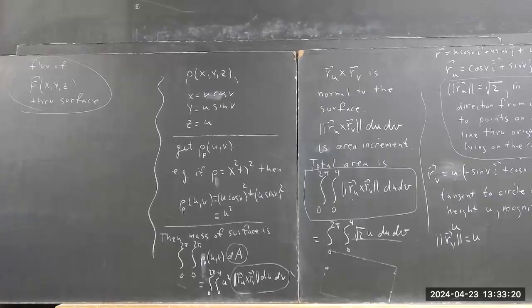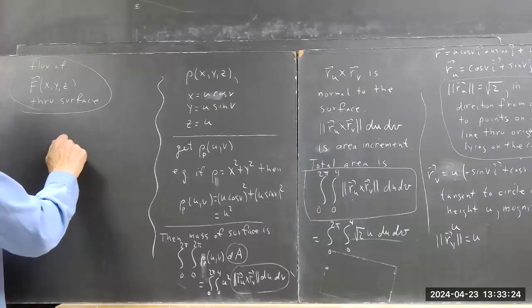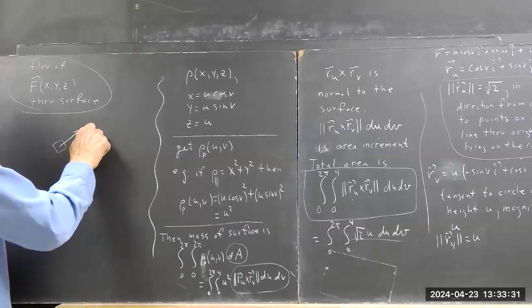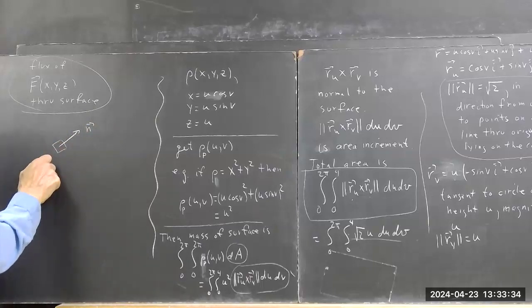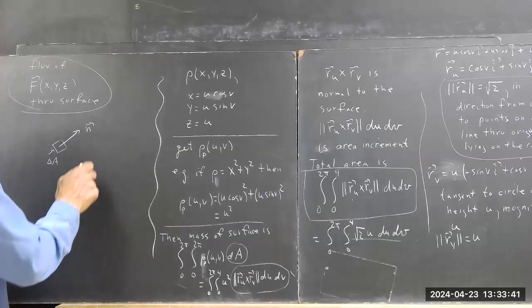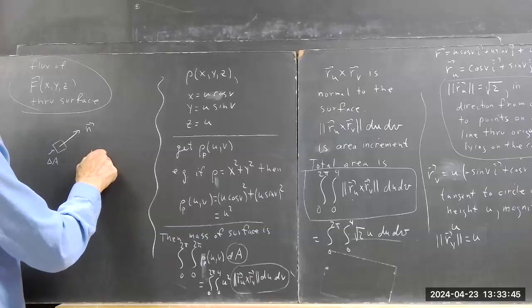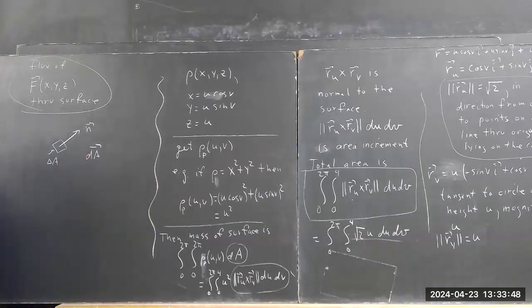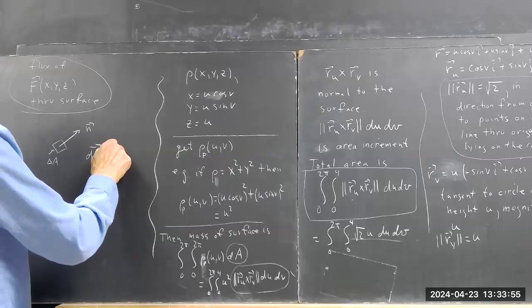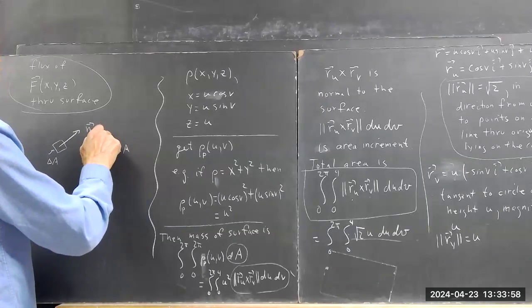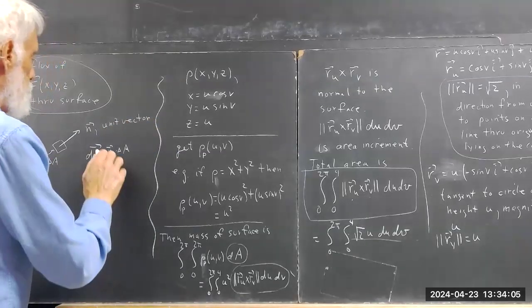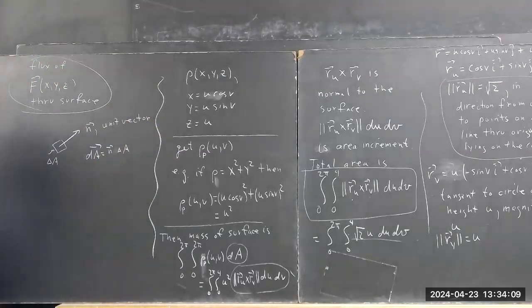Well, you get the flux through the surface. You have some area increment with a normal vector, an increment of area delta A, so that you write your vector area increment dA equal to n delta A. I'll do this in a little detail, but it comes out to something really simple.